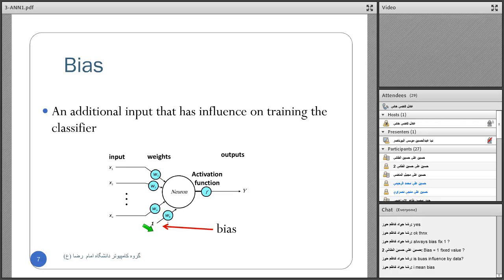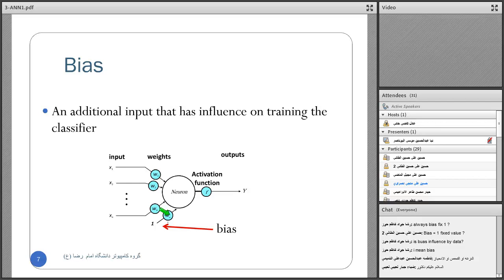The bias, the input of the bias is fixed. It is 1. The input of the bias is fixed and it's 1. And the weight of the bias is set in the training and in the learning of the neural network.